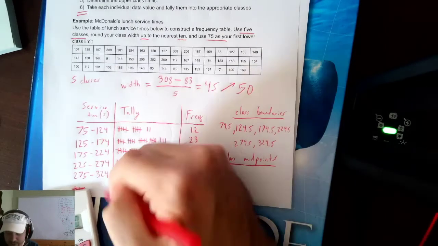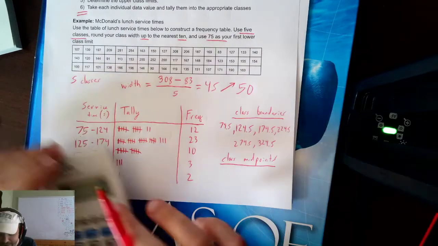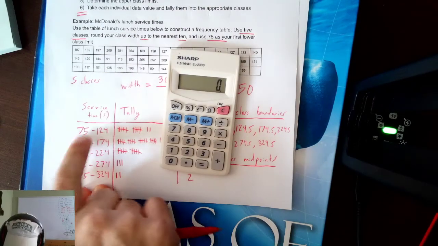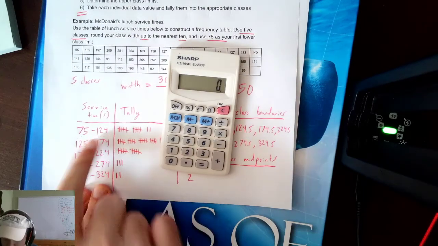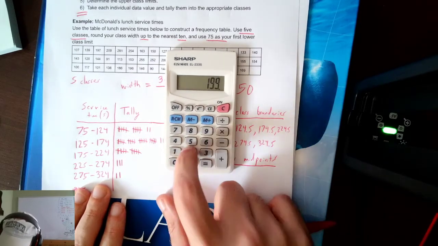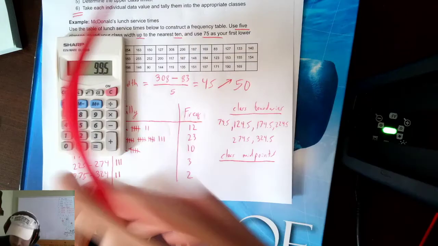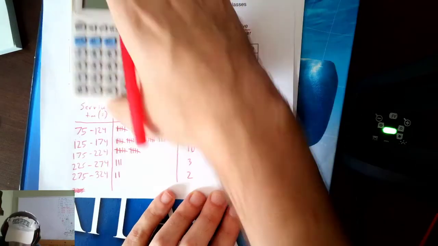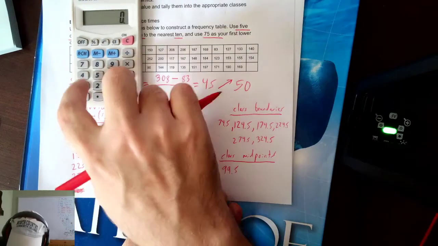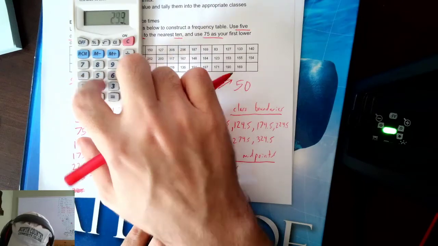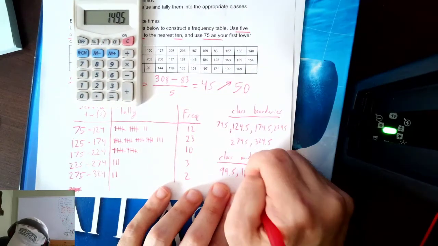Well, there's 1, 2, 3, 4, 5 classes. I should have 5 midpoints. The way we find them is we find the number right in between 75 and 124. 75 plus 124 divided by 2, 99.5, is my first class midpoint. My second one, 125 plus 174 divided by 2 gives me 149.5.